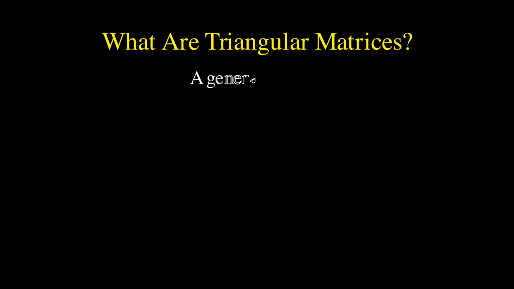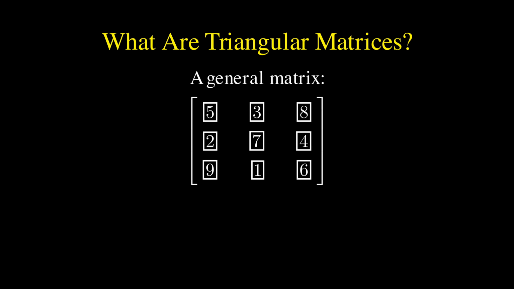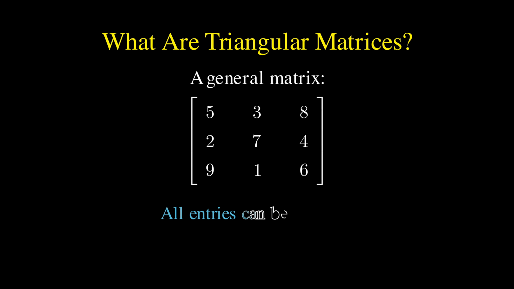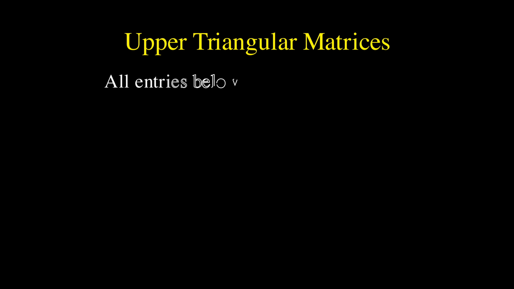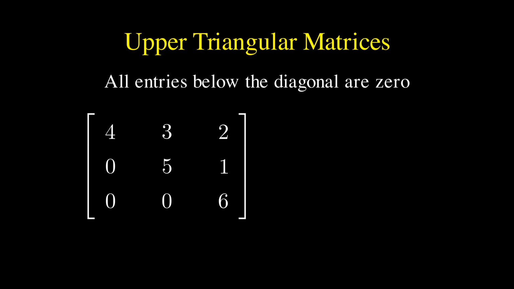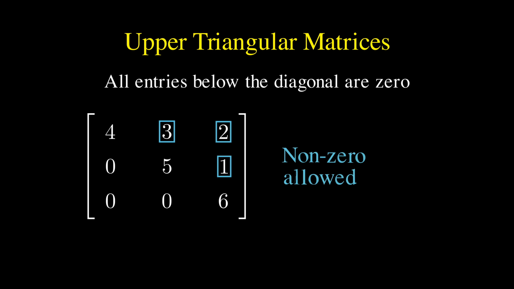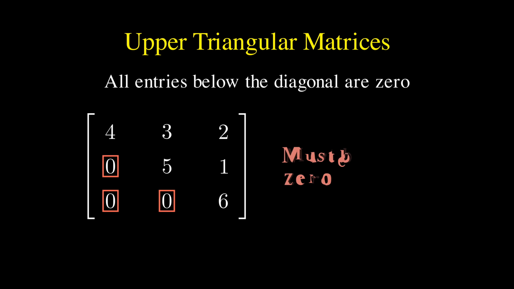If you look at a general matrix, say a 3x3 matrix, all 9 entries can potentially be non-zero, and there's no particular structure to follow. But triangular matrices have a special property that makes them much easier to work with computationally. An upper triangular matrix is one where all entries below the main diagonal are zero, like the one depicted here. And the entries on and above the diagonal can be anything, but below the diagonal they must be zero.